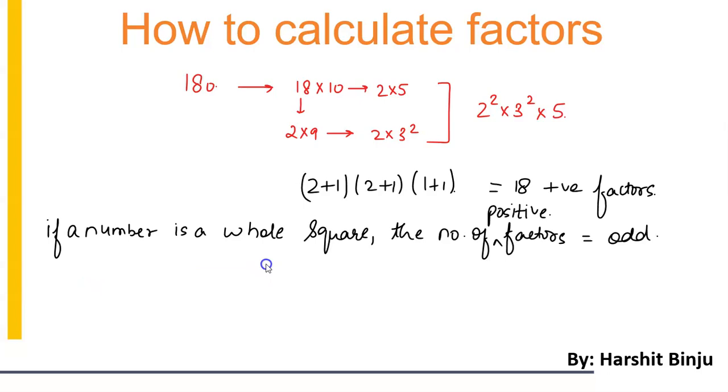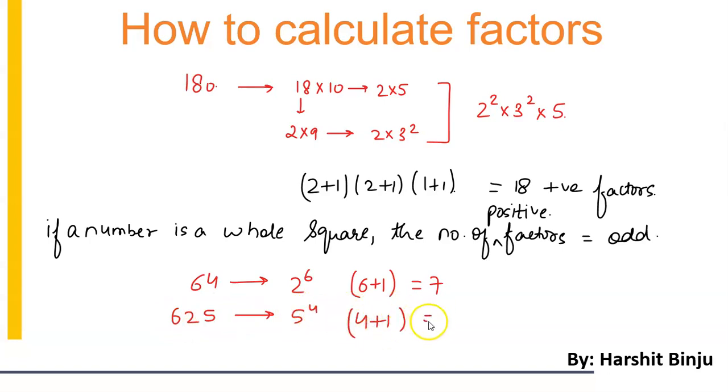Let's suppose you talk about the number 64. It's basically 2 to the power 6. So the total number of factors will simply become 6 plus 1, which is equal to 7. Or you can take 625, which is 5 to the power 4, and that will simply be 4 plus 1, which will be equal to 5.